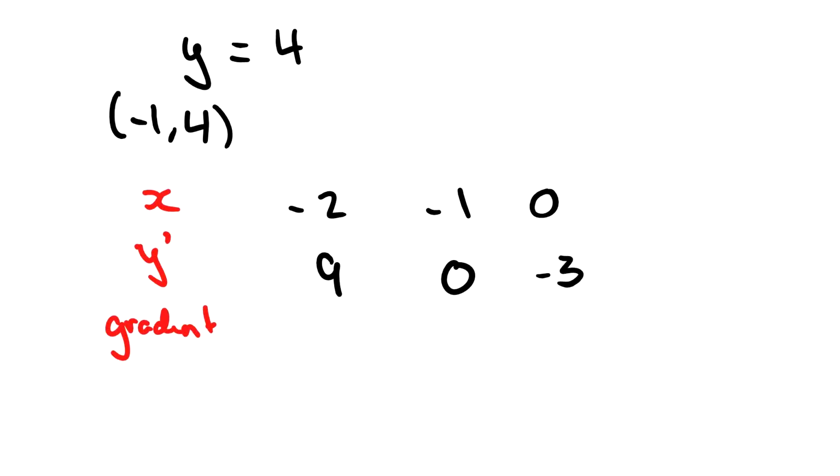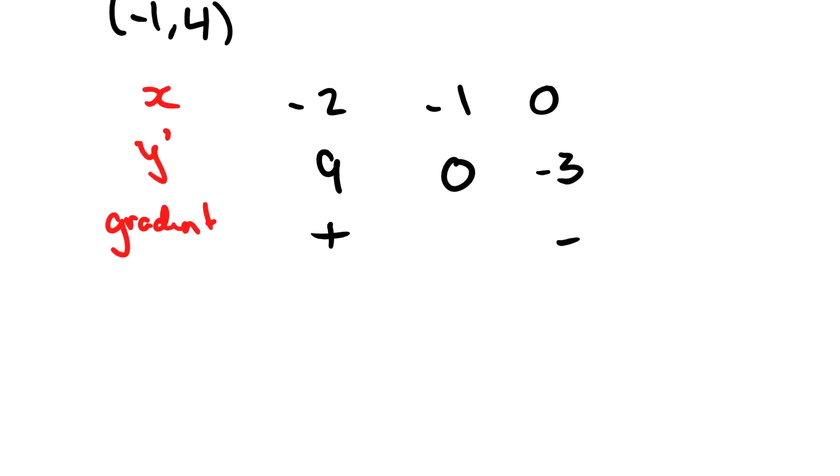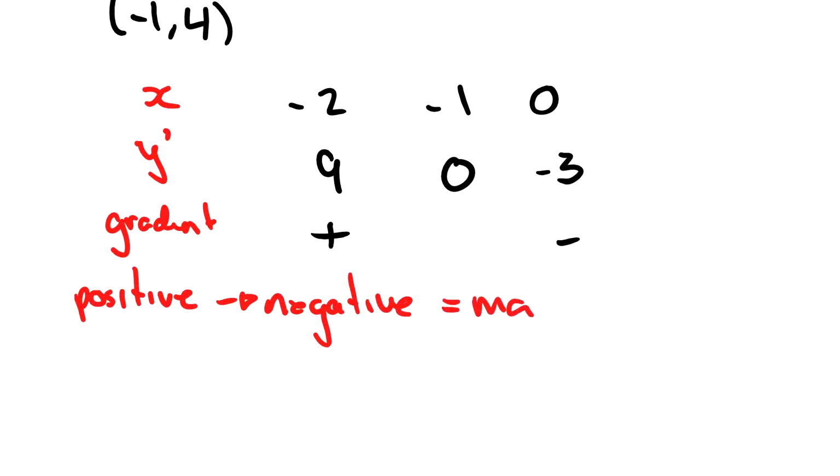Remember, you're just substituting it into that first derivative. So we go from plus to minus, and positive to negative is a maximum. All right, so we've just done our points and found their nature.